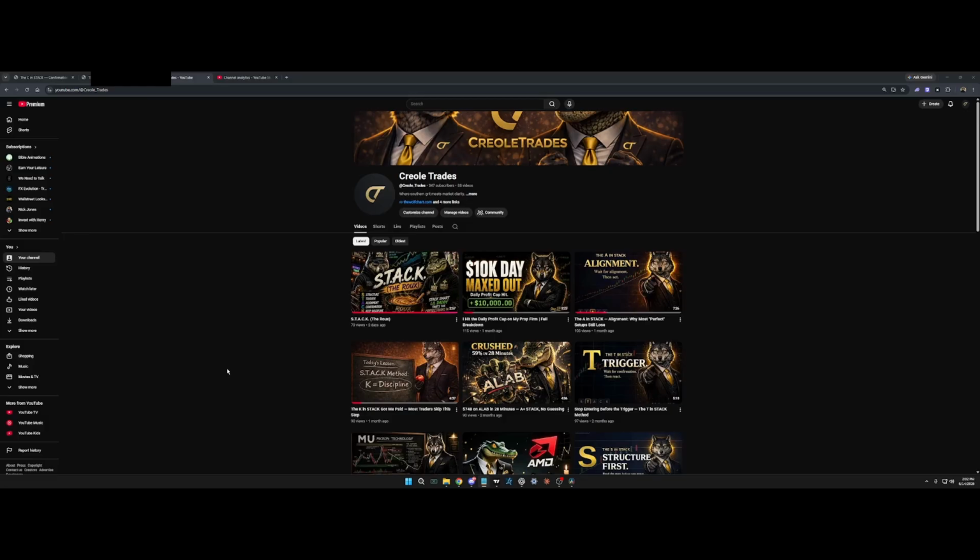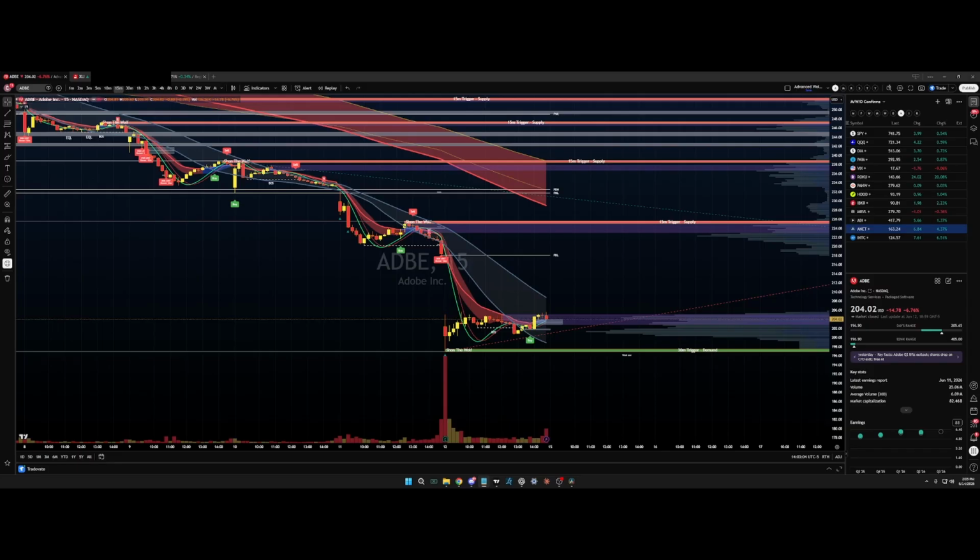Let's get it. So C feeds directly into K, because without confirmation, you don't actually know the setup is live. You've got your structure, you've got your trigger, you've got your alignment, but you're flying blind on the one question that matters the most. Is institutional flow stepping in right now? That's where confirmation matters.